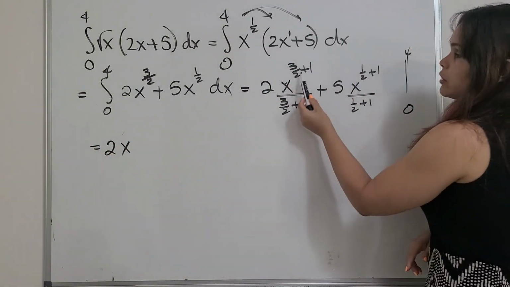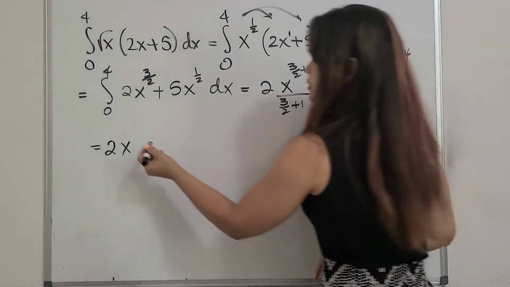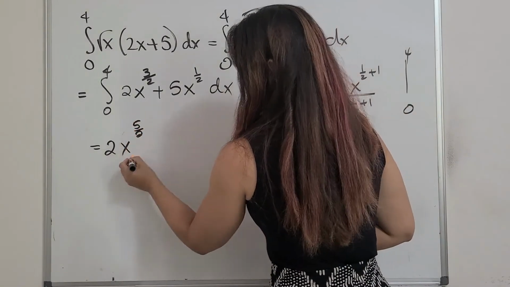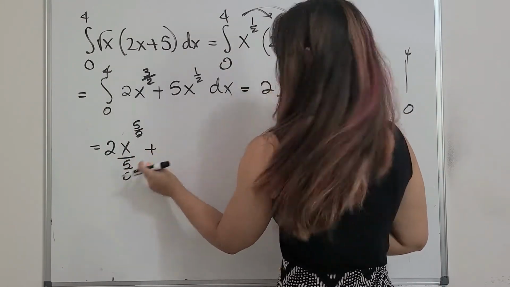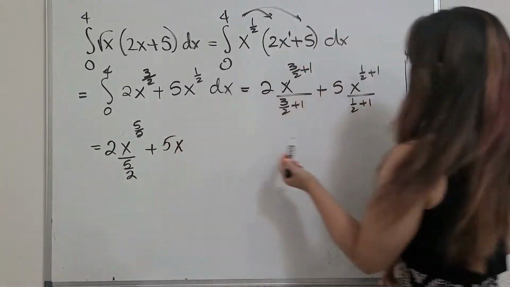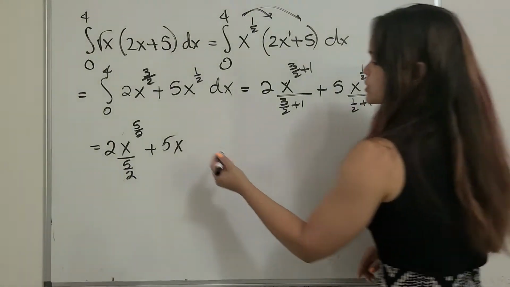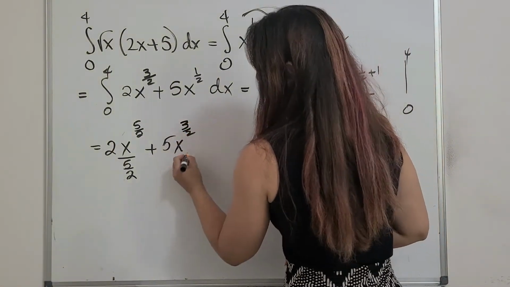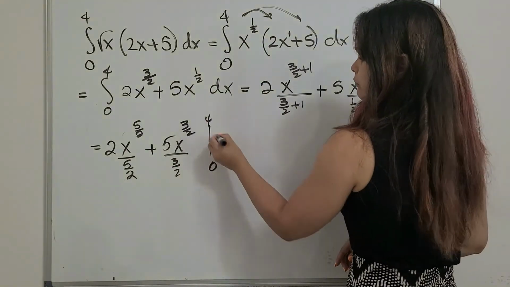So this is going to be 2x to the 3/2 plus 1, which is 3/2 plus 2/2, which is 5/2. Same number here. Continuing here, this is 5x to the 1/2 plus 1, which is 1/2 plus 2/2, which is 3/2, over the same number here, and then we're going to evaluate.